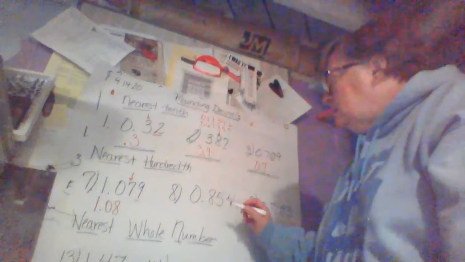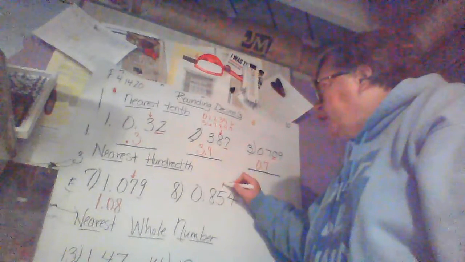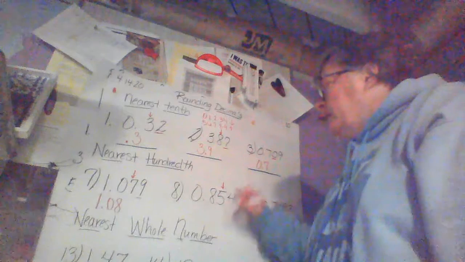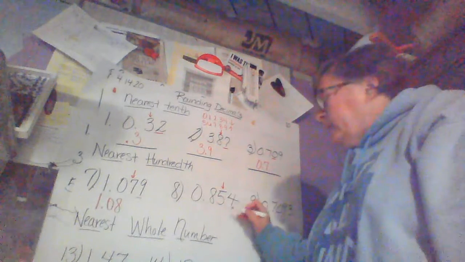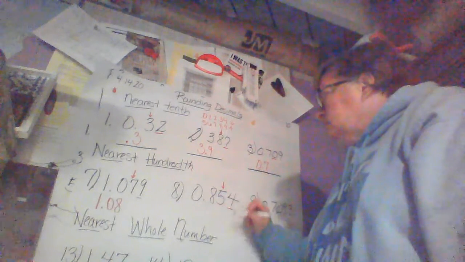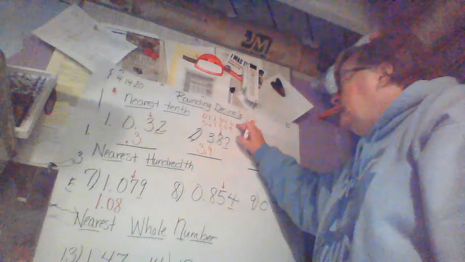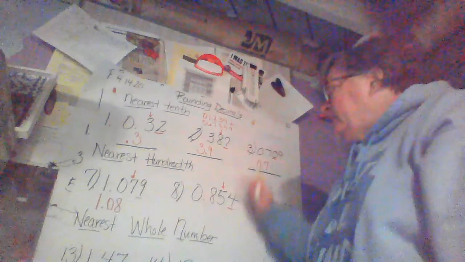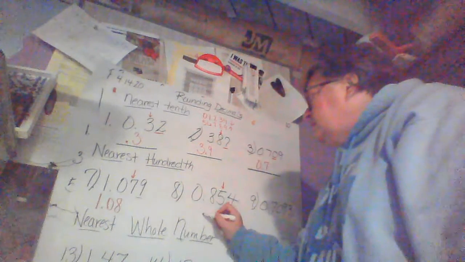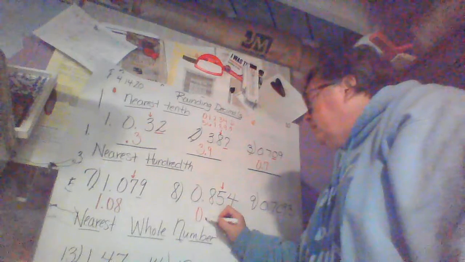All right, so I'm rounding to the nearest hundredth, so I need to mark my hundredth spot. I'm going to look at that thousandth spot. That's a 4. A 4 tells me I need to go down, or actually stay the same, so I'm not going to round anywhere. So this is going to be 0.85.